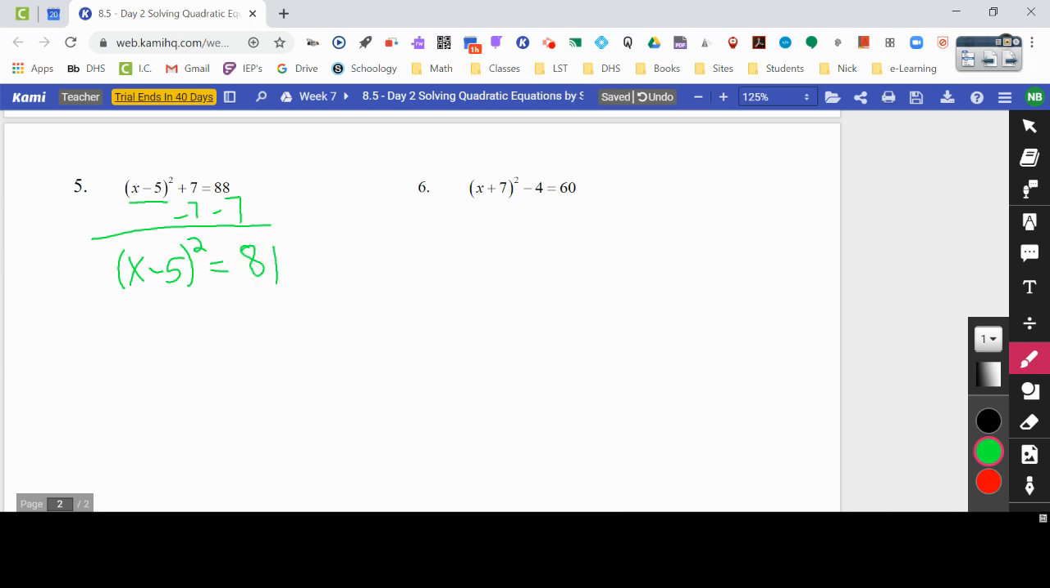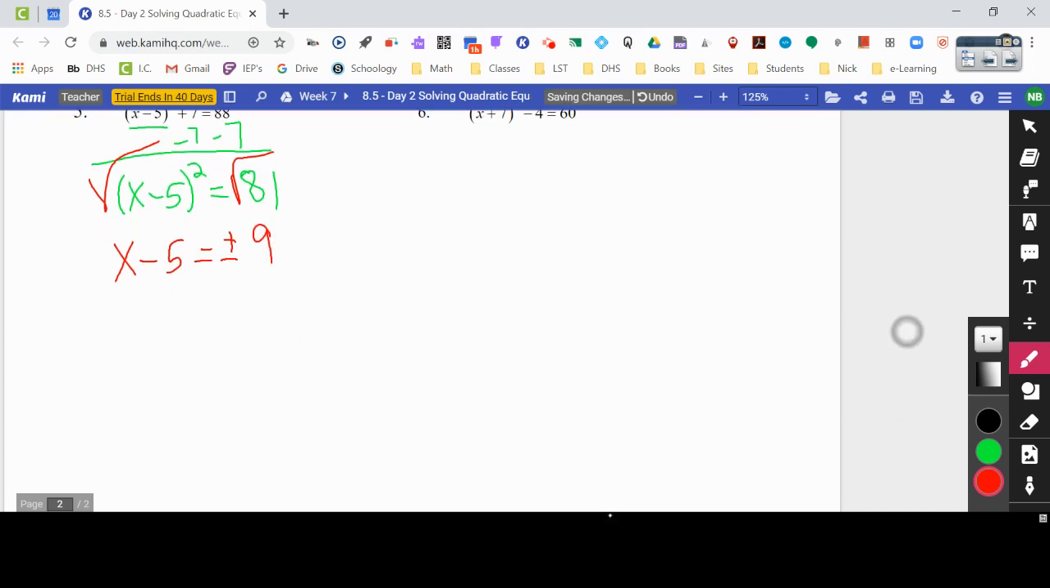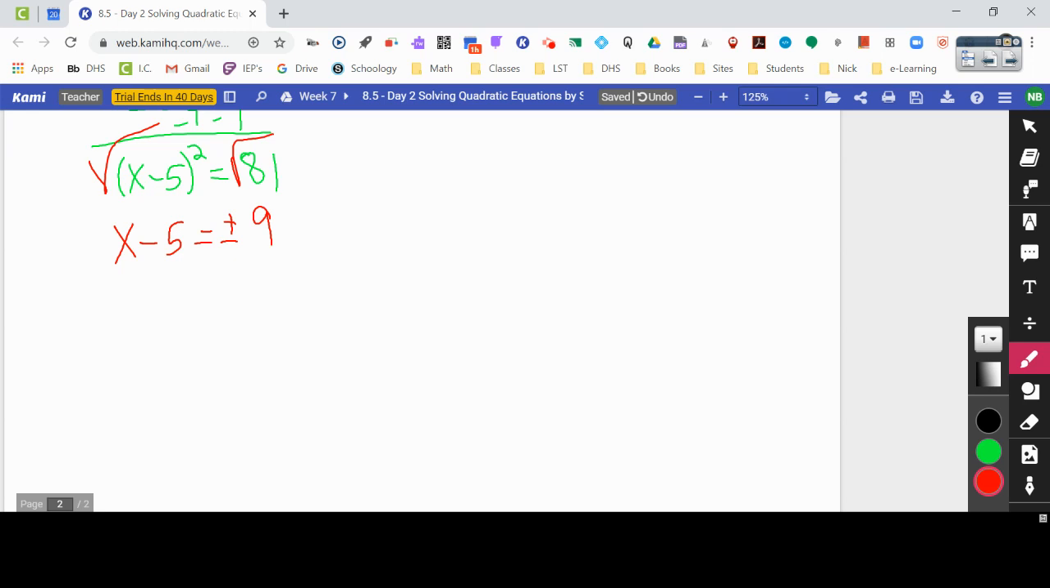All right, now what is my next step here in solving? That's it. I take the square root of both sides. And my square root will get rid of my square. So I get x minus 5 is equal to plus or minus, and the square root of 81 will give me 9. Now, what is my next step here? That's right, I want to make two equations, right? We get x minus 5 is equal to 9, and we get x minus 5 is equal to negative 9.